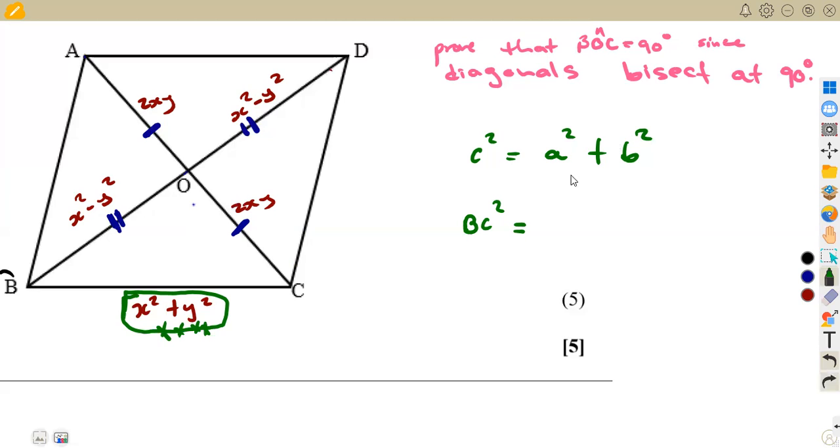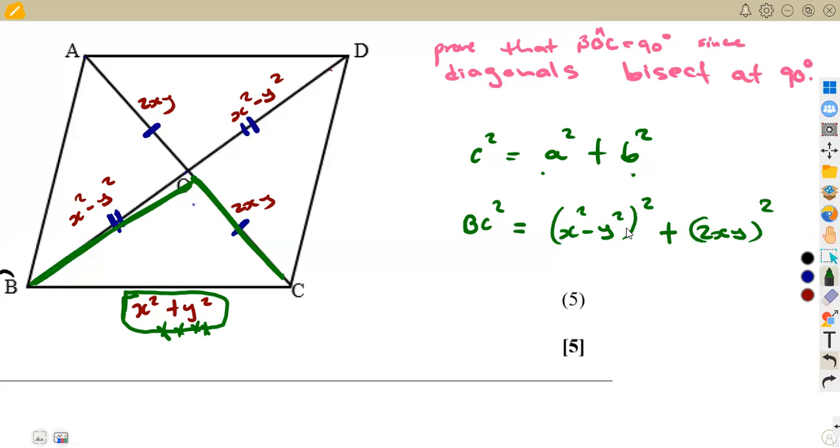Let's see. A and B, I said these are the shorter sides. So we can use this side and that side. These are the shorter sides. So you're going to have x squared minus y squared, which is this side BO, but it's supposed to be squared. A squared plus B squared, where B is the other shorter side, which is 2xy, squared. So you square everything. That is going to be BC squared is equal to, we square this. Remember from our brackets, x minus y squared is equal to, like this.